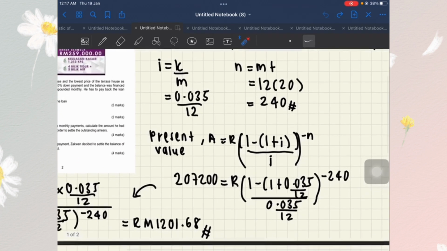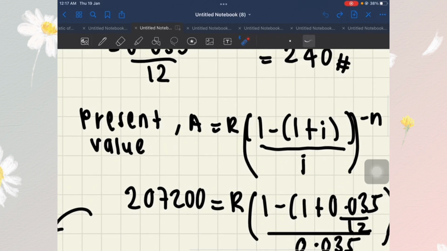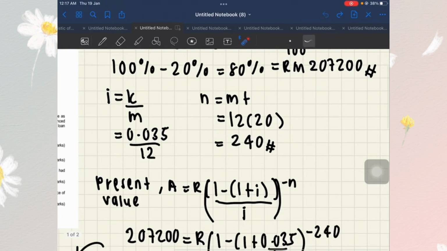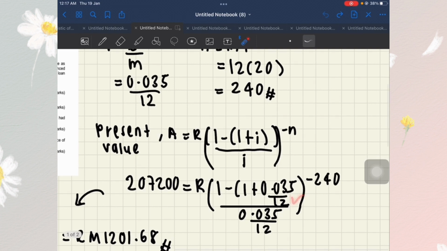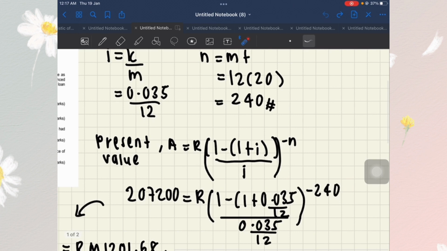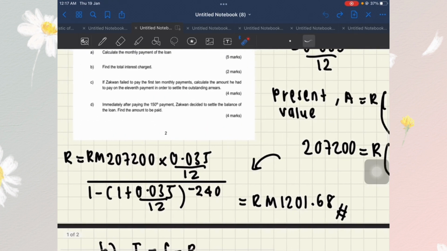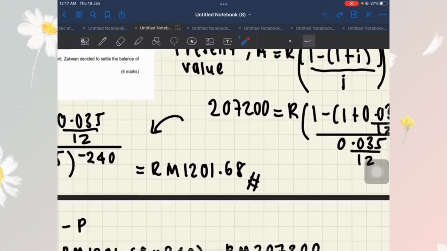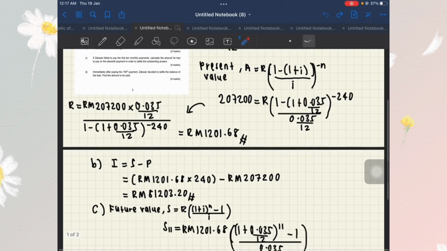After that, we have to use the present value formula. This is the formula right here. 207,200 is from the amount of loan, so we will put it here as A. It equals R, which is the monthly payment that we need to find, times 1 minus 1 plus 0.035 over 12, to the power of negative 240, which is the n, over 0.035 over 12, which is the interest. We will just manipulate the formula, and the final answer that we will get is 1201.68.